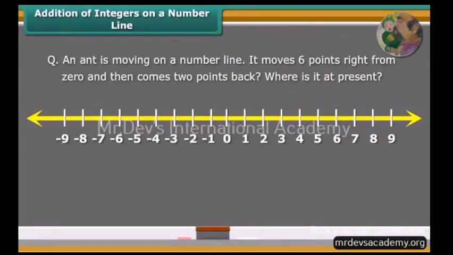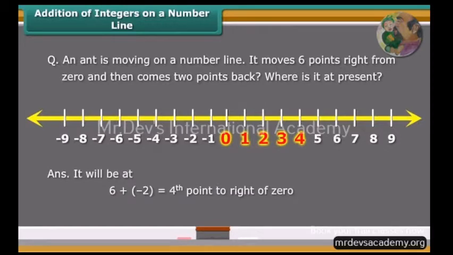An ant is moving on a number line. It moves 6 points right from 0 and then comes 2 points back. Where is it at present? It will be at 6 plus -2, which is equal to the 4th point to the right of 0.